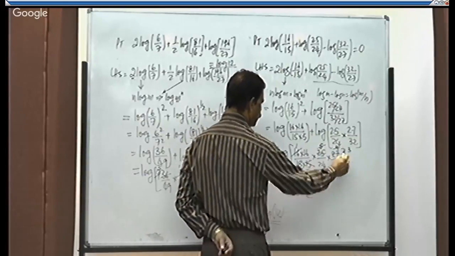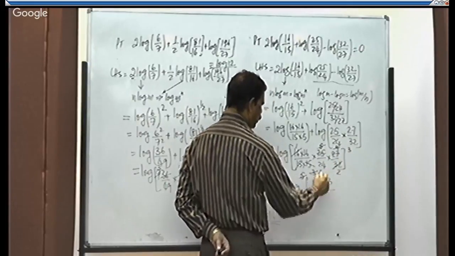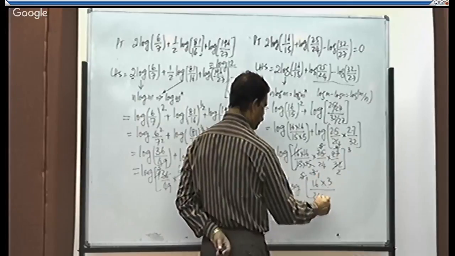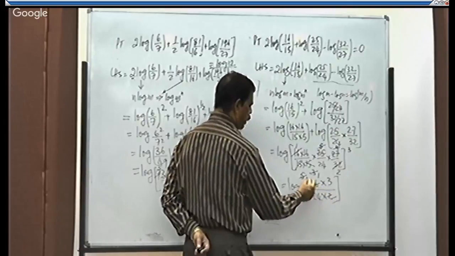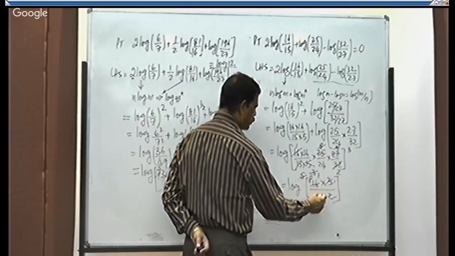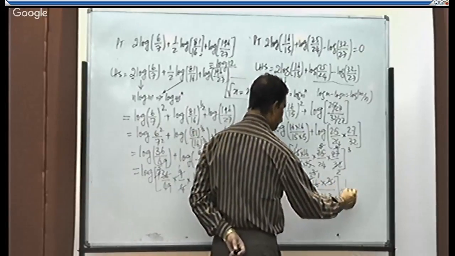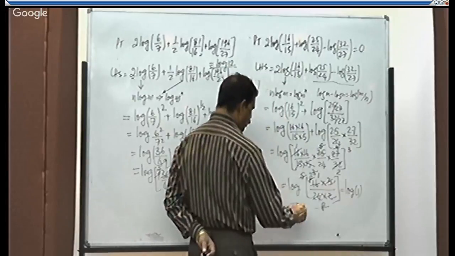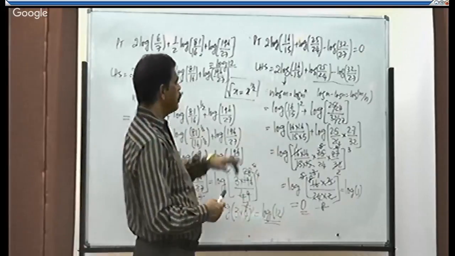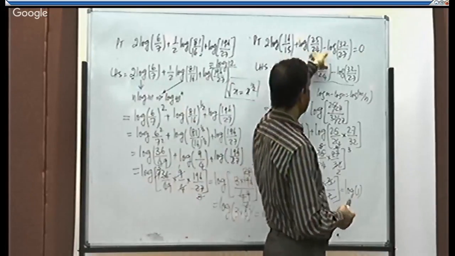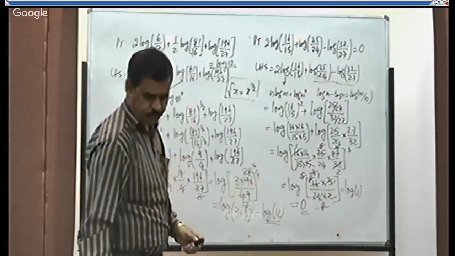16 into 3 divided by 24 into 2. 2 1 ja 2, 8 ja 3 1 ja 3, 8 ja. So finally 8 gets cancelled. Log of 1 is remaining. So log of 1 is equal to 0. So we have taken the left hand side of the problem, and finally we arrived at the right hand side. What is the right hand side? It is equal to 0.